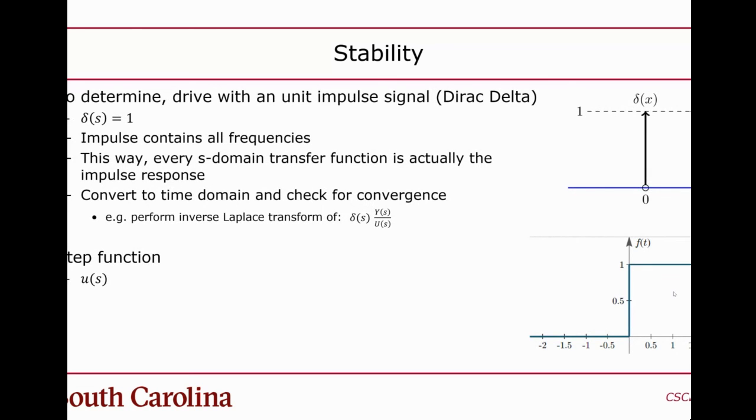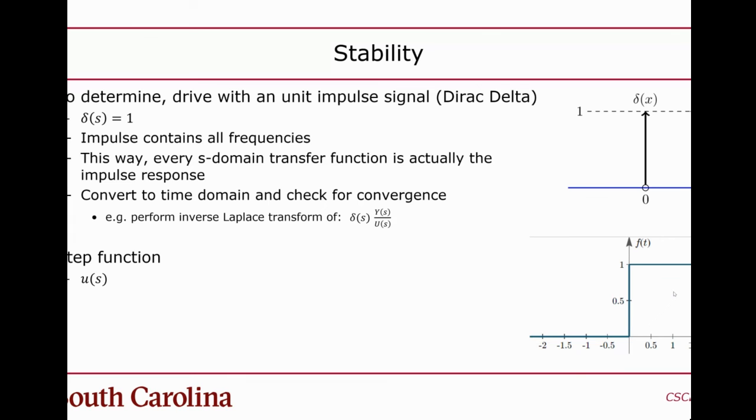To do that, you're looking at the response to the Dirac delta, which is literally just an infinitely short pulse. Why can't we do this with the step function? You could, but it's harder to work out mathematically. The nice thing about the Dirac delta is that in the S domain it's 1, which basically means the impulse response is free, because every transfer function is already the impulse response if you just do the inverse Laplace transform. Whereas that's not true with the step response.